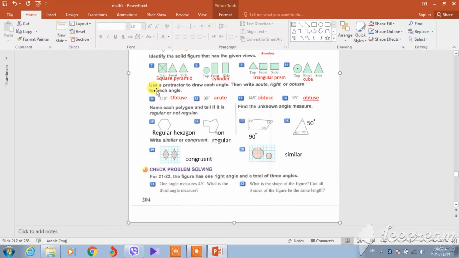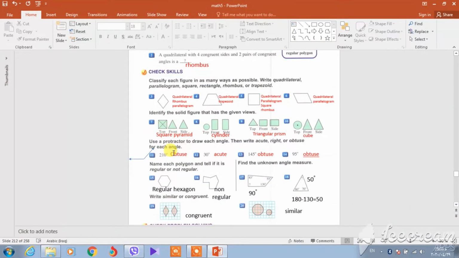If we look at question 11, we have 210 degrees. This type is an obtuse angle. You can use a protractor to make the angle, and if you look, we have obtuse because 210 is greater than 90 degrees.